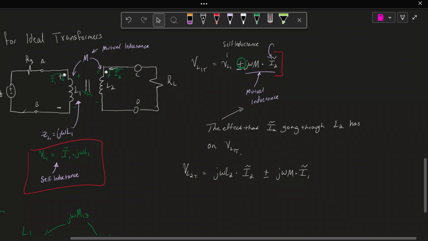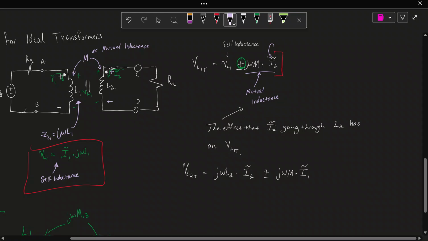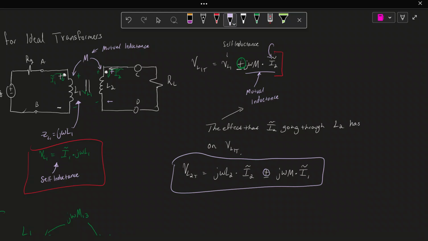Now, is it plus or minus? Let's go back through this dot convention again. I1 is going into the dot at L1. So that means there's going to be a positive electric potential at the dot of L2, and then a negative down here. Now, I2 is going from that dot down, so we have a plus to minus, so we have a voltage drop, which is plus. And this will be VL2.